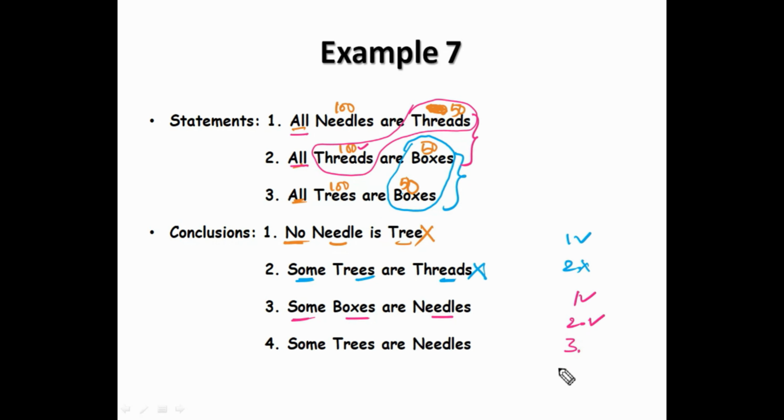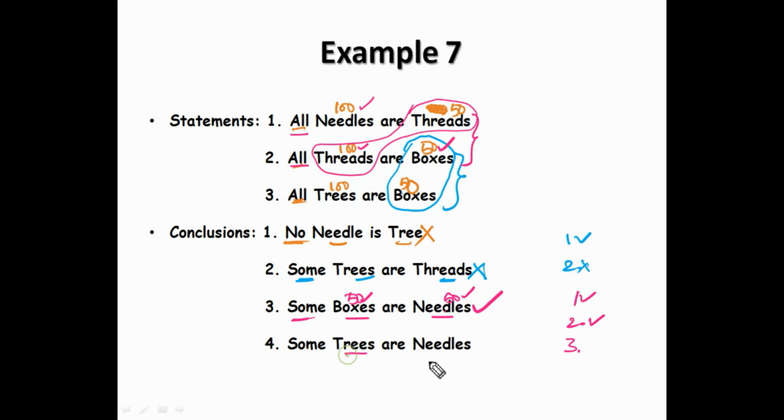Third is income and expenditure. How much do we need as expenditure? Some means 50 and 50 only, right? So boxes is having how much income? 50 income. With that 50 we can spend 50. Needles is having 100 income. With that 100 we can spend 50. So that's how it follows.